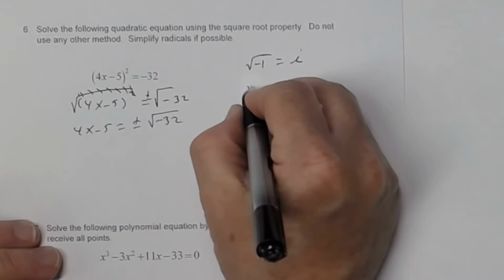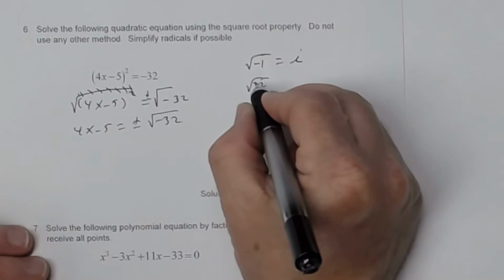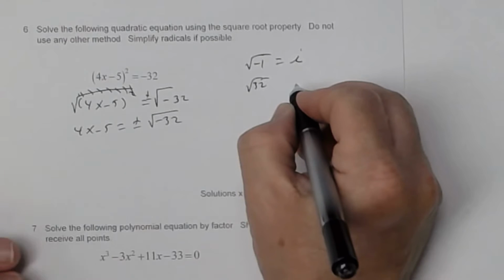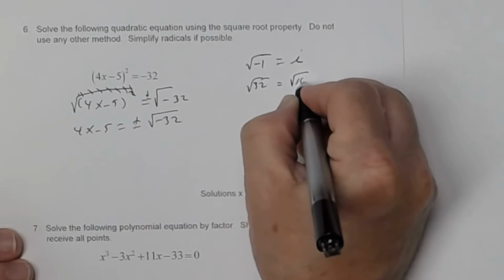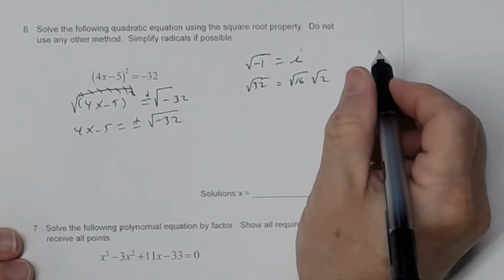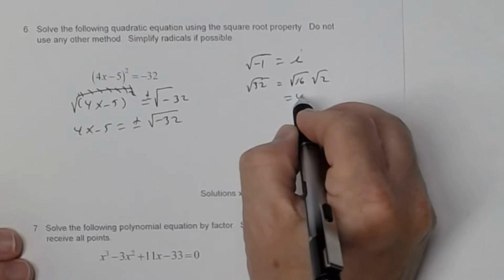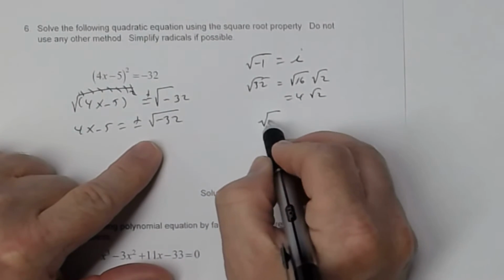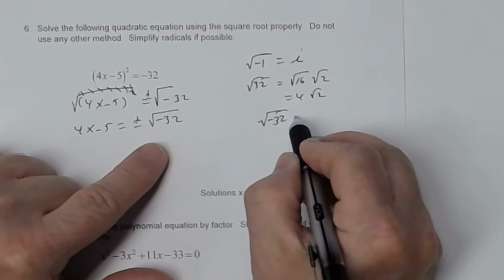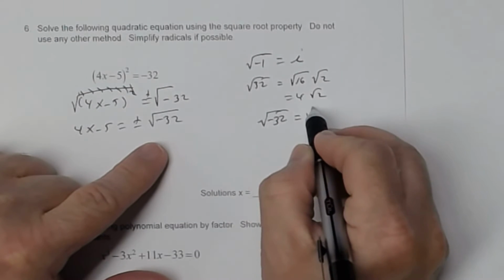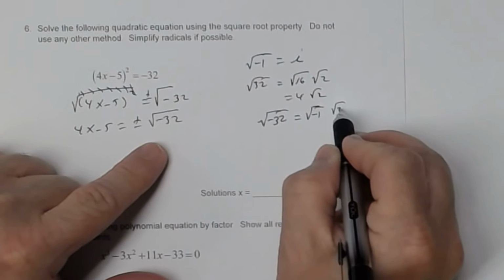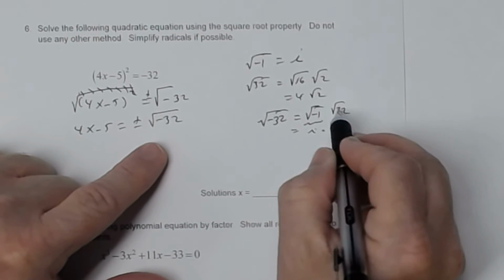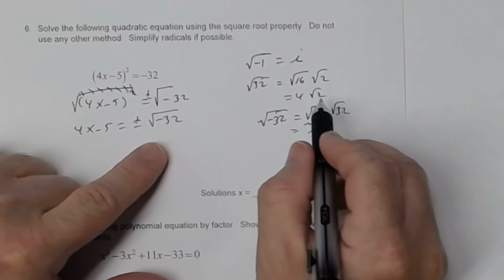And so then the square root of 32, I can simplify that because the largest perfect square that goes into 32 is 16. So I can write this as square root of 16 times the square root of 2. And the square root of 16 is 4. So this becomes 4 square root of 2. So what that means then is that the square root of a negative 32 is the same thing as saying square root of a negative 1 times the square root of 32. And we know that the square root of a negative 1 is i. And we know that the square root of 32 now is 4 square root of 2.